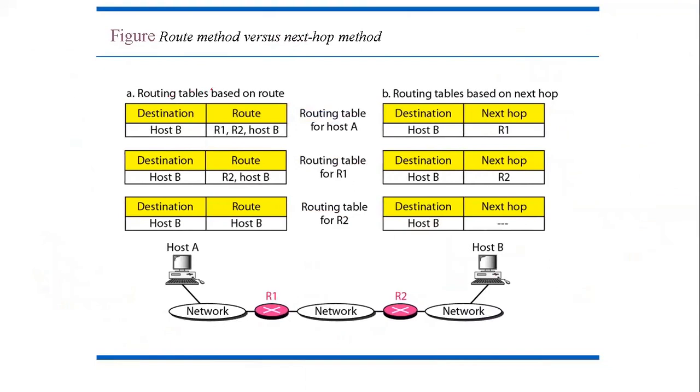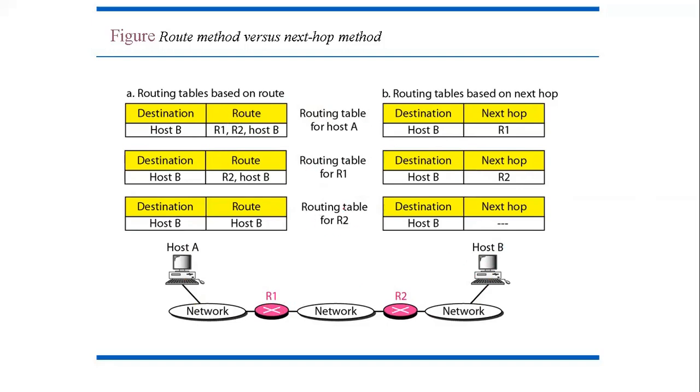So the routing table based on route is over here. Suppose we have this network in which it has a host A, and there is another network, and then we have the third network which has the host B. In between we have routers R1 and R2. The routing table for host A will have, if the destination is host B, then the route will be to pass through R1, R2, and then host B. Now the routing table for R1: if the packet has reached R1, then it will have to pass through R2, then host B.